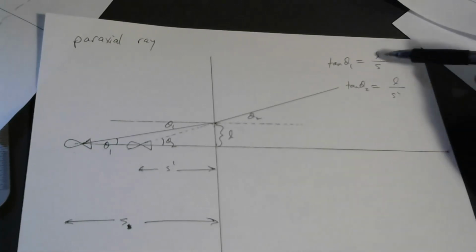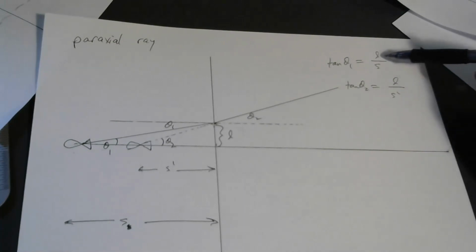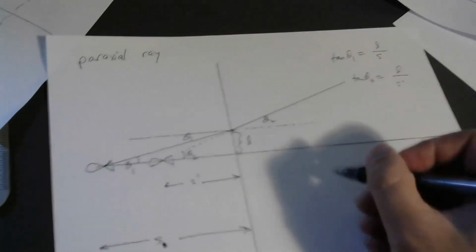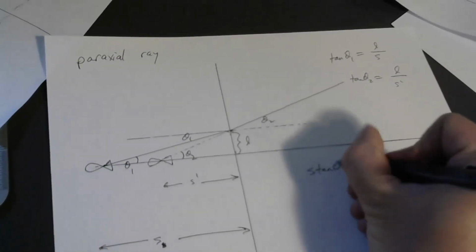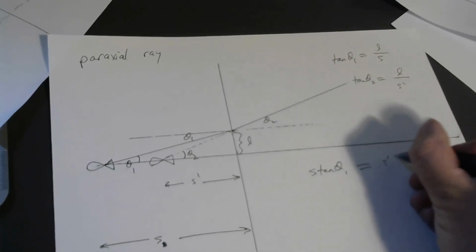Fine. Well, these have L in common. So if I were to solve for L, right here I would have L is equal to S tan theta 1. Over here, L is equal to S prime tan theta 2. Those have to be the same. So I can conclude that S tan theta 1 is equal to S prime tan theta 2.